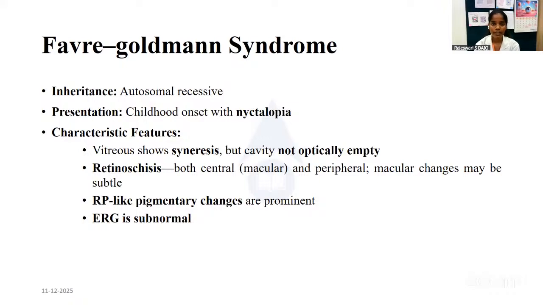Goldmann-Favre syndrome: inheritance is autosomal recessive. Presentation: childhood onset with characteristic features. Vitreous shows syneresis but is not optically empty. Retinoschisis, both central and peripheral. Macular change may be present. Retinitis pigmentosa-like pigmentary changes are prominent. ERG is subnormal.